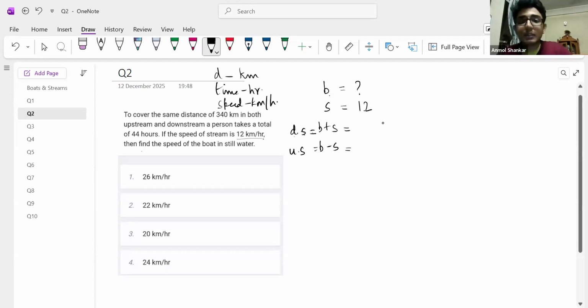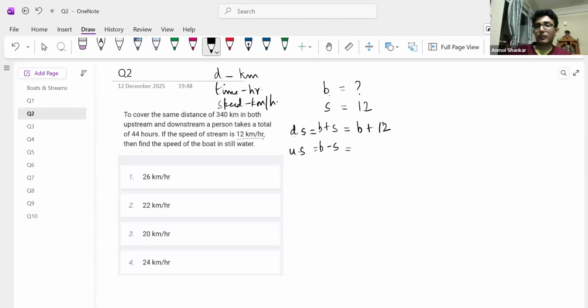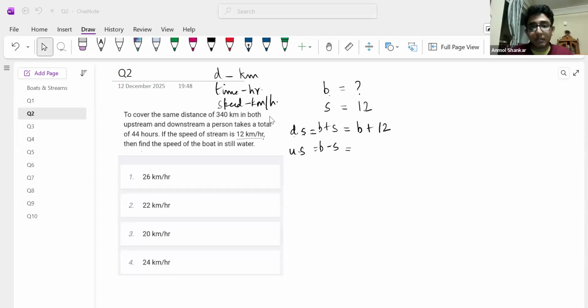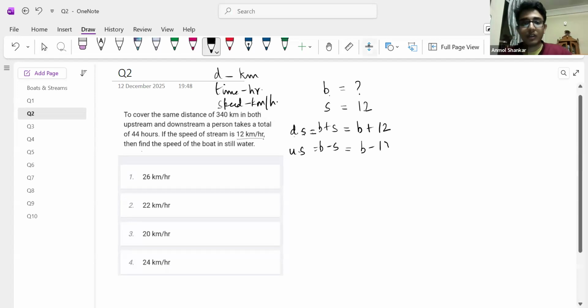Downstream speed is B plus S, and S we know is 12, so we'll write it as B plus 12. Similarly, what will the upstream speed be? B minus 12. Correct, B minus 12. Okay, so now we have dealt with this portion of the question.